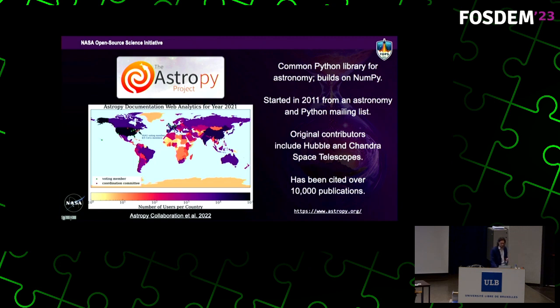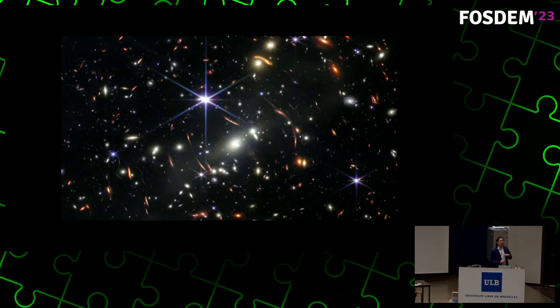And so I'm just going to pause again here, and I'm going to put up another JWST early release image, which is the galaxy cluster SMACS 0723. And this image also has a lot of importance to me, because when I was doing my PhD in astronomy, I studied objects which were very similar to this.